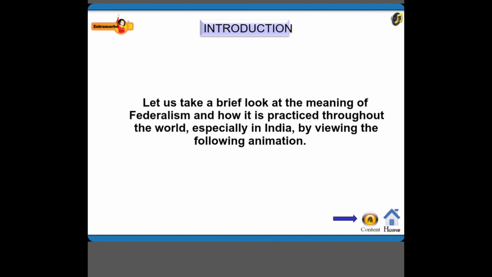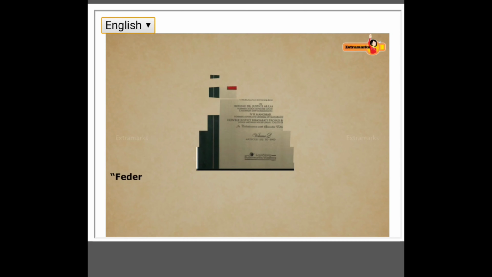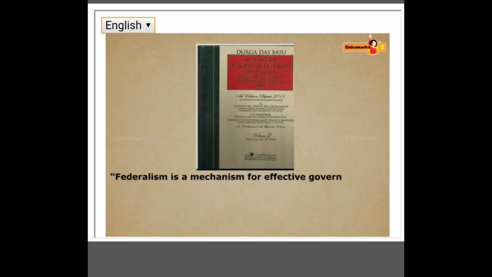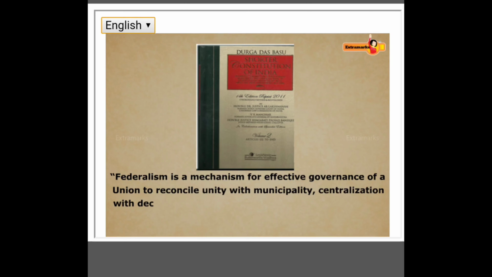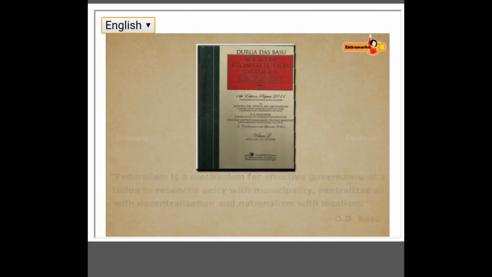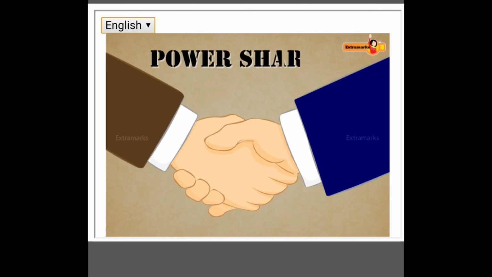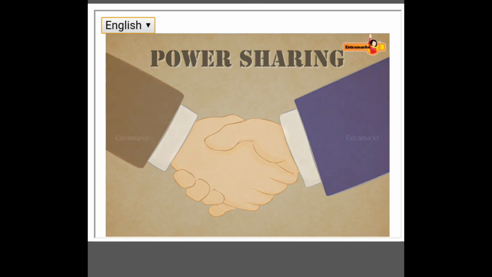Let us take a brief look at the meaning of federalism and how it is practiced throughout the world, especially in India, by viewing the following animation. Federalism is a mechanism for effective governance of a union to reconcile unity with municipality, centralization with decentralization, and nationalism with localism. In a democracy, the political spectrum allows for the vertical and horizontal sharing of power.